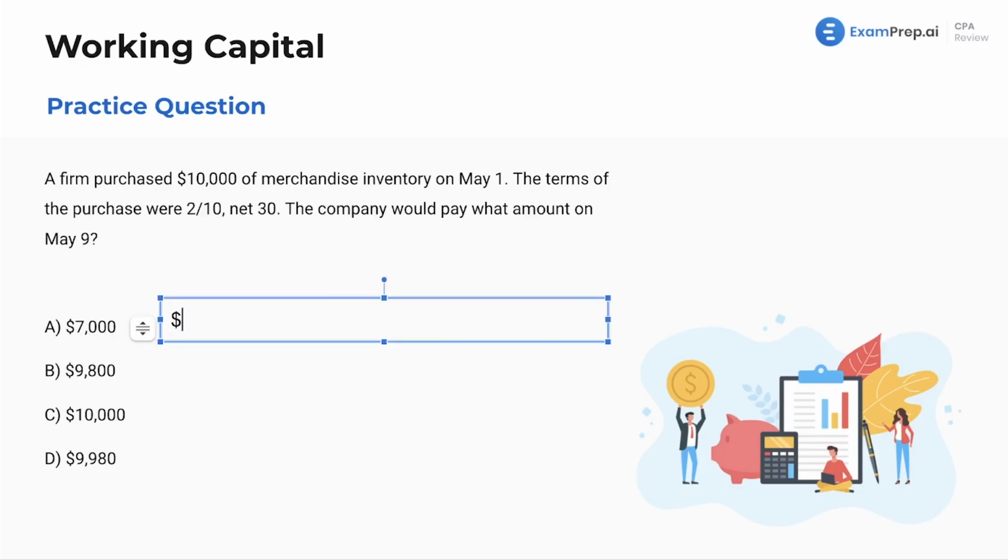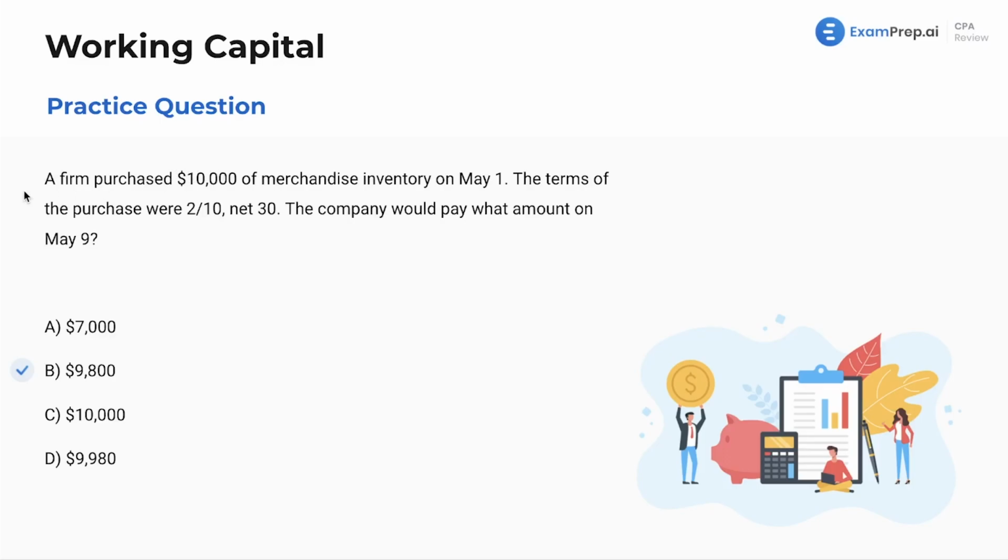We did owe $10,000. However, we get a 2% discount. I'm going to say times 0.98 because it's 2%, right? This is going to get us to our answer right away. That's going to be $9,800. And that is our final answer here. Letter B, $9,800. We have a $200 discount, 2% of $10,000. Awesome. Let's move on.